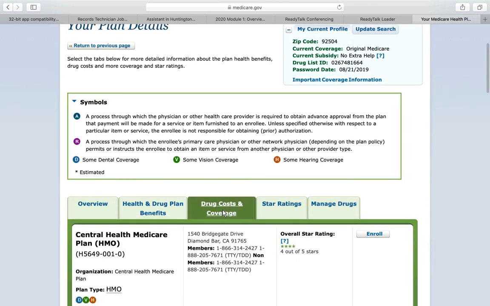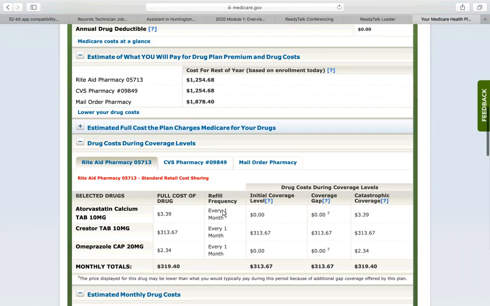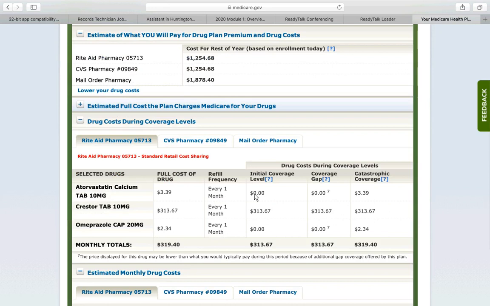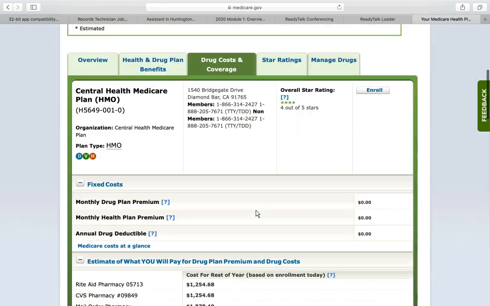So the Central Health Plan looks like they don't cover Crestor. The atorvastatin is zero copay, the omeprazole zero copay, but the Crestor is going to have to get authorized. If it's authorized, you're going to cover it as a tier 4, which would be a $75 copay. Okay. So I noticed that Anthem had it actually for a lesser amount.